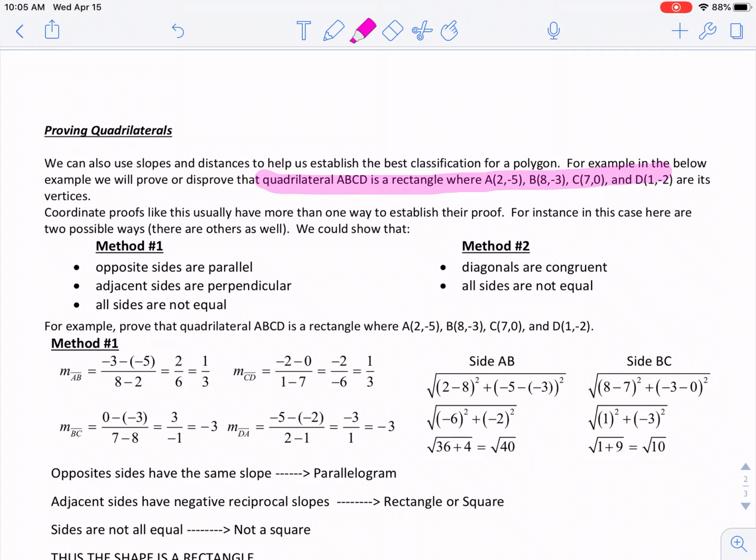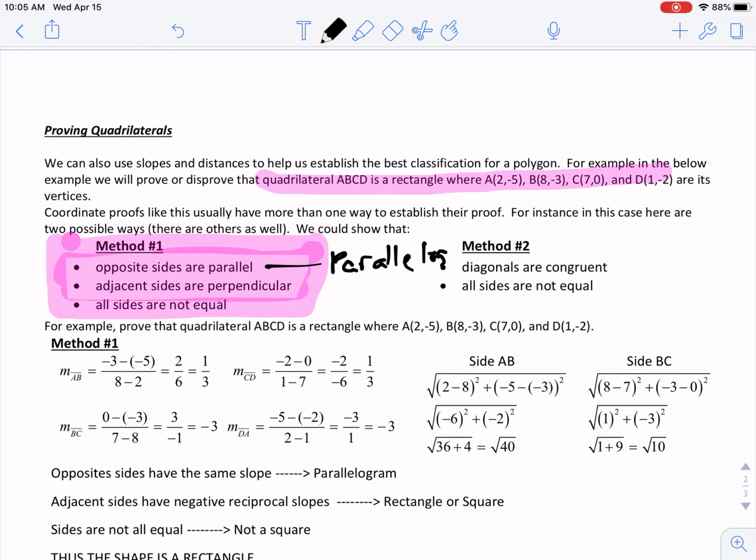Now, they list a couple methods for you to be able to do this. Those aren't the only 2 ways. My recommendation and what I use is method 1. The first thing I do is I check are opposite sides parallel. If they are, that means it's a parallelogram. And I'm going to abbreviate or rewrite that.